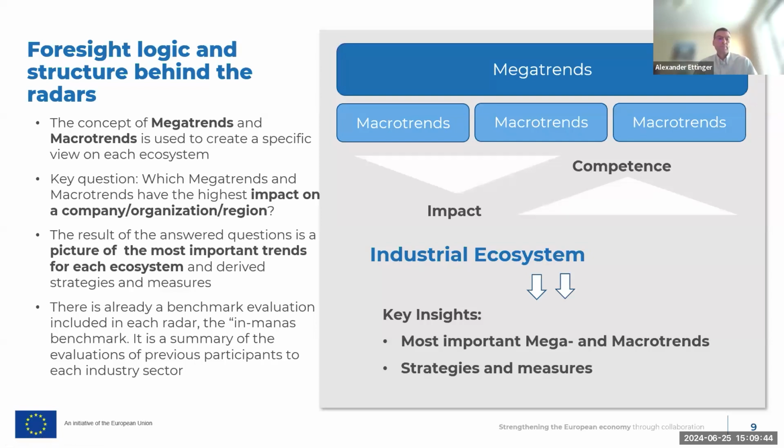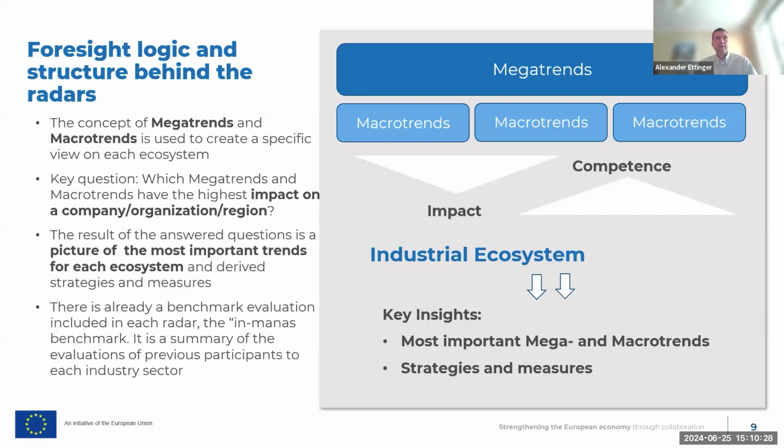That means the Imanes benchmark is already included. We have collected trend radar evaluations from different industry sectors that are similar to the ecosystem, and made a benchmark from them. It's a summary of all evaluations of previous participants from each industry sector. So you have a benchmark in each trend radar. The key insights you get out of each trend radar are the most important mega and macro trends, and you can follow up with strategies or measures on how to proceed with these trends by yourself.